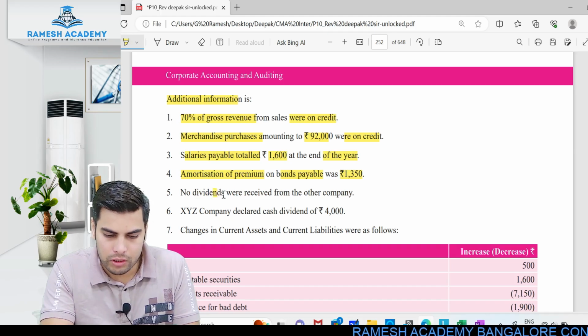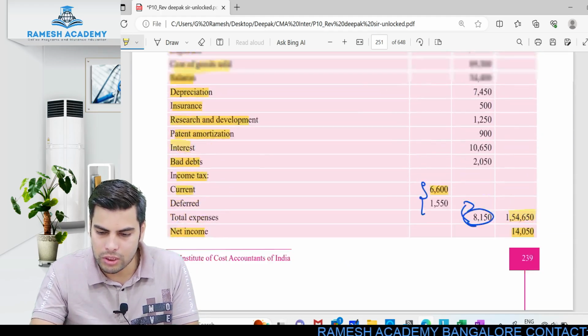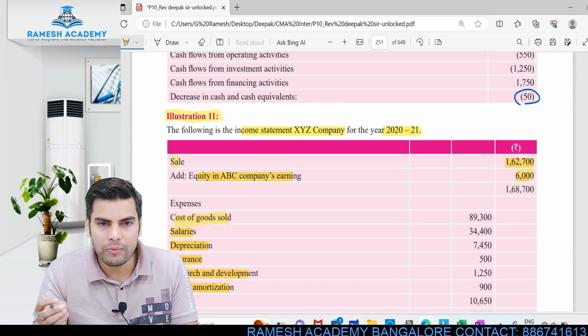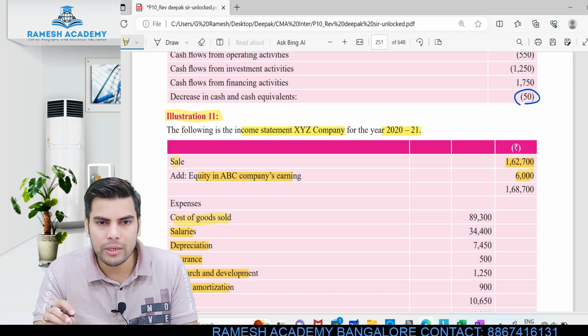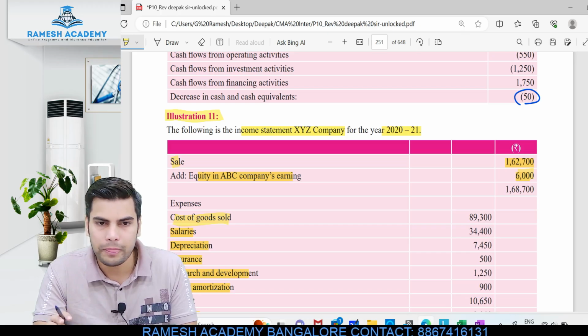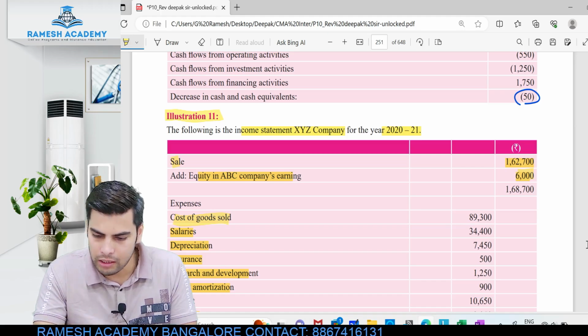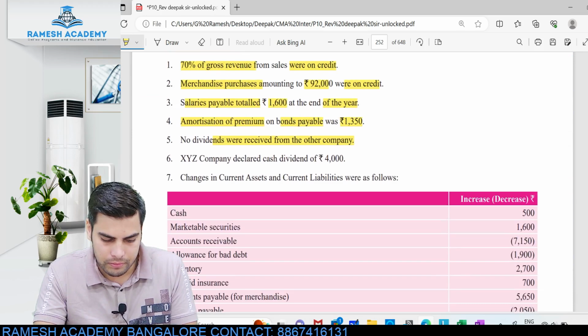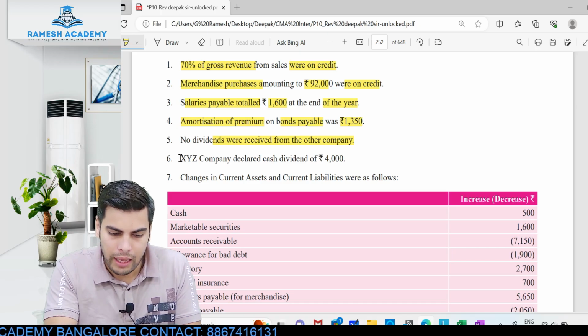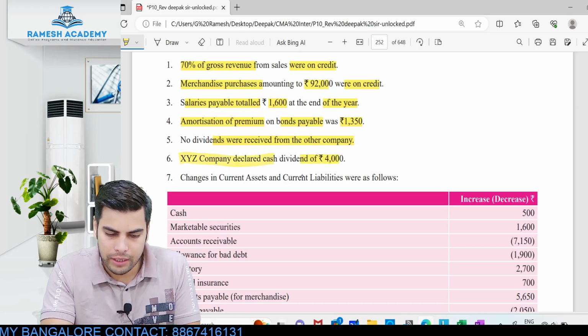So we are supposed to pay some premium on bonds to the extent of 1,350. No dividend was received from the other company. So this particular income they have given, 6,000 rupees, is the income with respect to dividend, and they have clearly mentioned that this has not been received. So there is no cash inflow related to the same. We have just earned the 6,000 rupees, but we haven't received it yet. So this will not appear in our cash flow statement. After this, let's see the other information. XYZ company declares a cash dividend of 4,000.